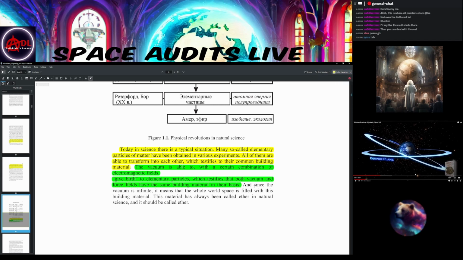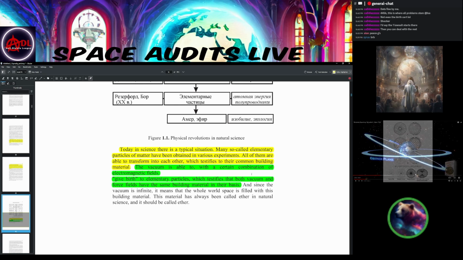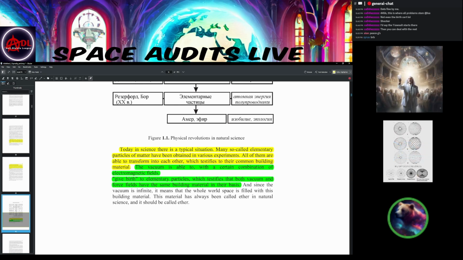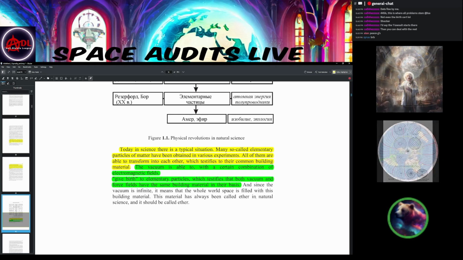Fact: as the vacuum is infinite, it means that the whole world space is filled with a building material, and that material has always been called ether in nature. In science, it should be called ether as well.